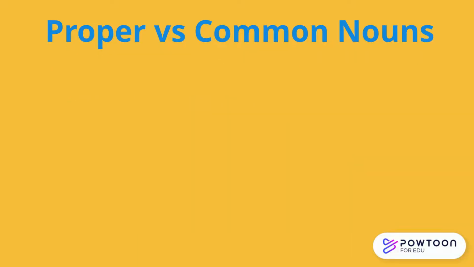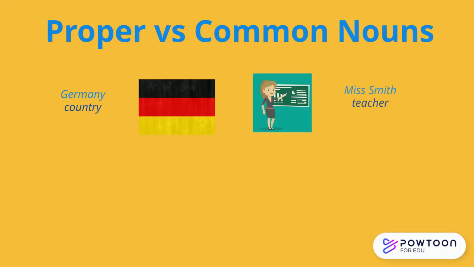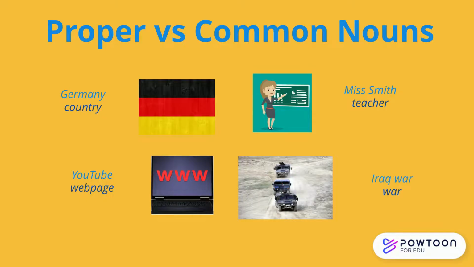The final noun types I want to look at before putting this all into context with a real life example is the difference between proper and common nouns. Quite simple to get your head around. A proper noun is something that refers to a noun specifically by name, and a common noun refers to general things. So examples on the screen here, we have the proper noun Germany versus the common noun a country. Calling a teacher just the teacher would be the common noun rather than calling them by their name, Miss Smith.